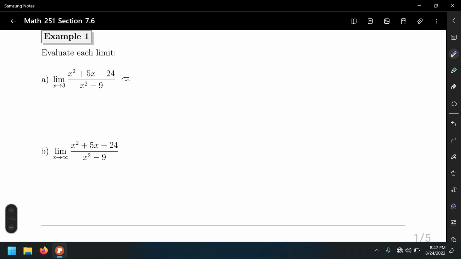All right. So if we plug in 3, that's 3 squared, which is 9, plus 5 times 3, which is 15, minus 24. So that's a 0 in the numerator, and 3 squared, which is 9, minus 9, that's 0 over 0. So this is good, because we should be able to use algebra to simplify these polynomials here.